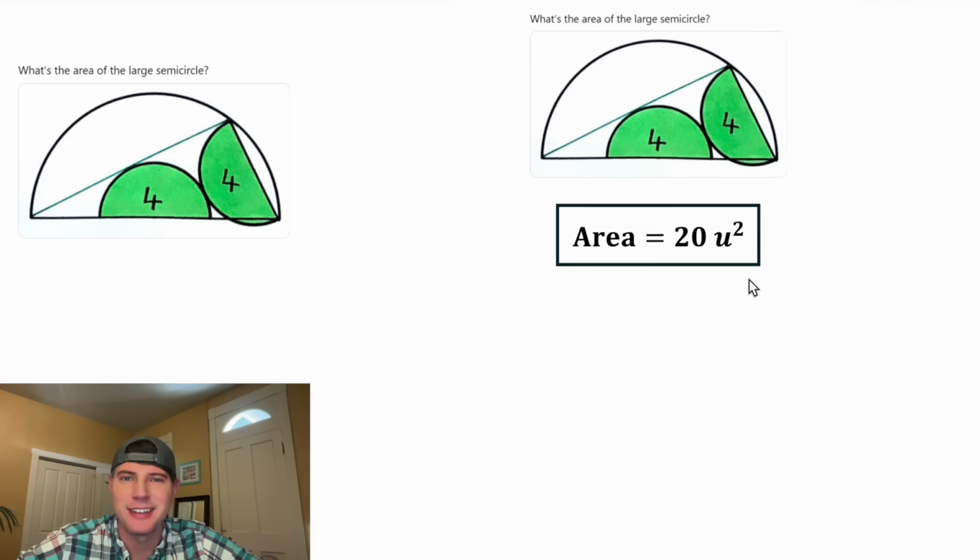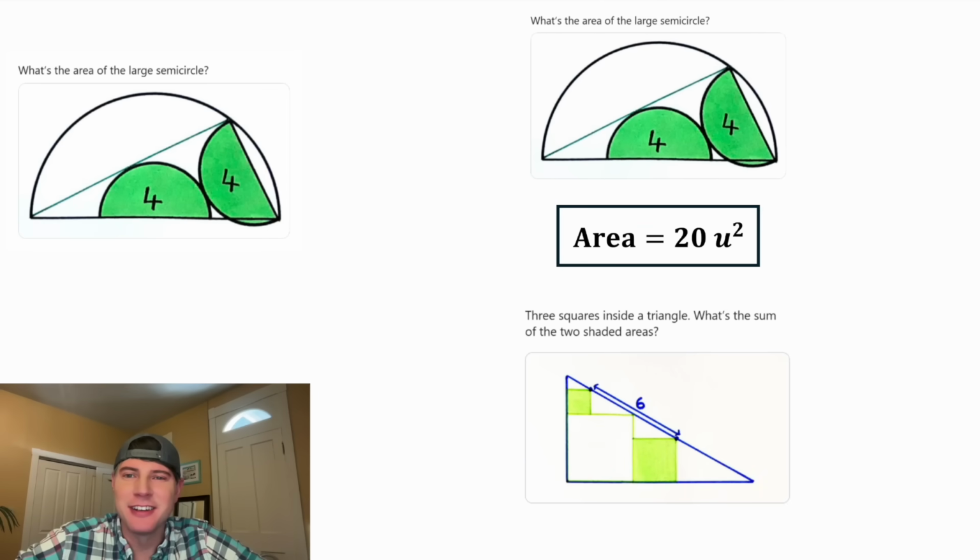How exciting. And this is the question for day 9. We're given 3 squares inside of a triangle. We're also given that this distance is equal to 6. The question's asking what is the sum of these two shaded areas. This looks like it'll be a fun one. How exciting.